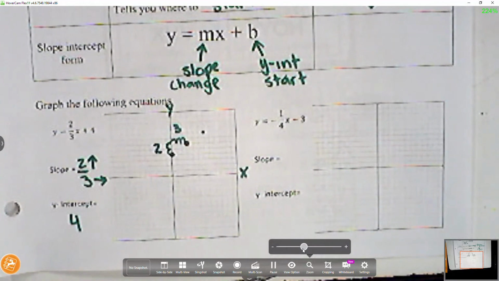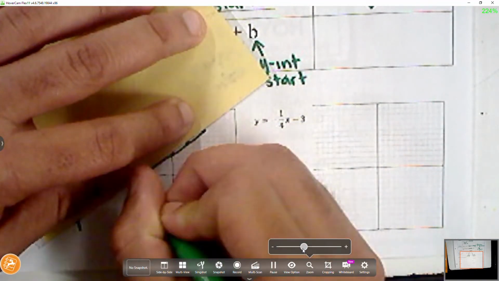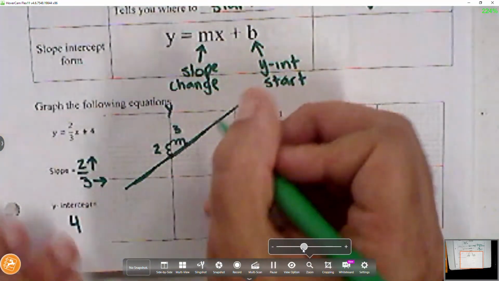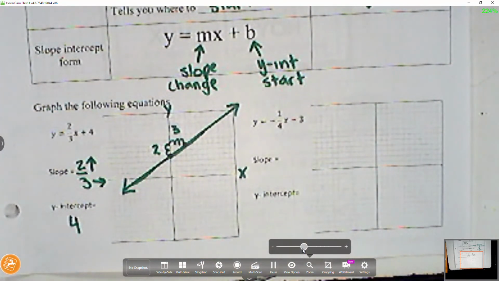Once you have 3 dots, you're going to use something straight to connect them and make a line. And we'll put arrows on the ends of our line because we could have kept going up 2 over 3, up 2 over 3 forever. But we're not going to do that right now, so we'll just leave it like that.